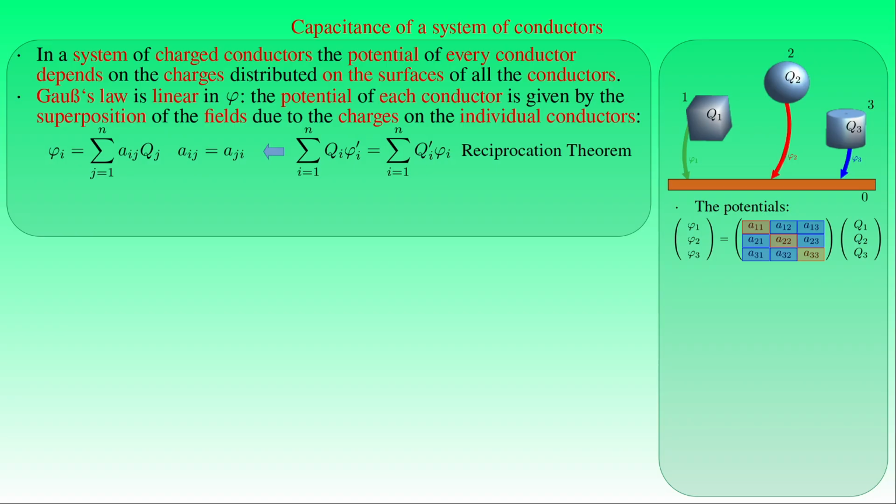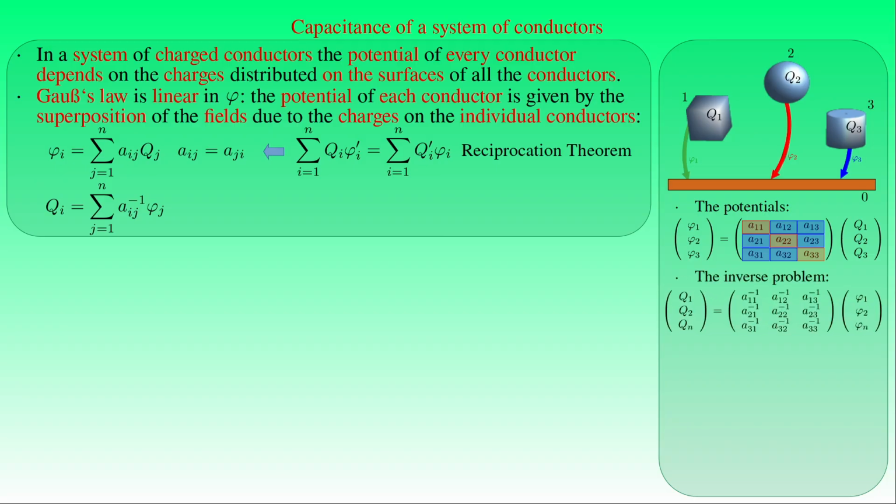Usually, the inverse problem can also be discussed, where the potentials of the electrodes are known. By inverting the matrix of the coefficients of potential, we can write the charge q sub i on the electrode i as the sum of the coefficients A to the power minus 1 sub ij times the potential phi j. That is, the vector of the charges on the electrodes is equal to the product of the inverse matrix of A and the vector of the potentials of the electrodes, as seen in the example.